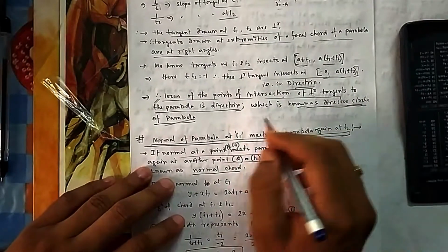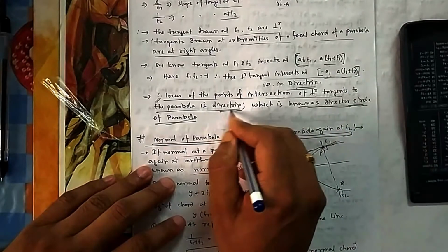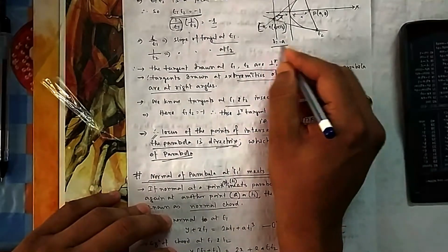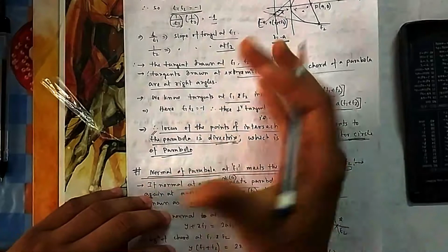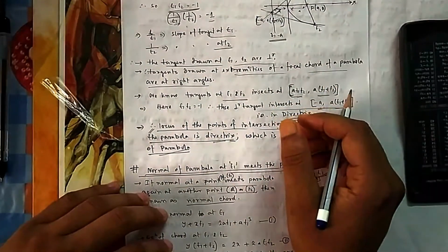And what is the equation of that director circle? It is nothing but the directrix. Whatever the equation of the directrix, here it is x equal to -a. If the shape changes, accordingly the directrix also changes. We have seen 4 different shapes.